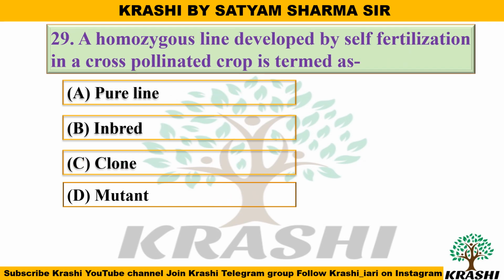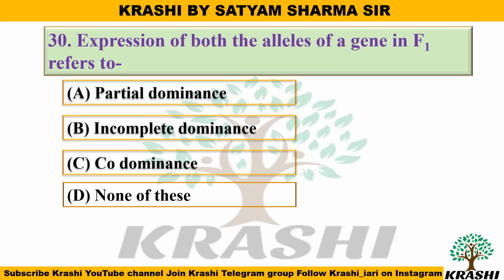A homozygous line developed by self-fertilization in a cross-pollinated crop is known as a pure line. Question number 30. Expression of both the alleles of a gene in F1 refers to codominance.